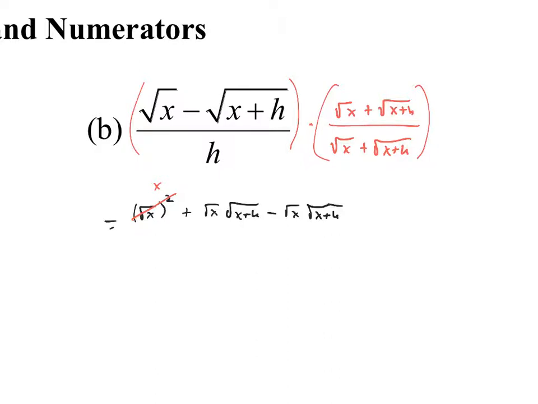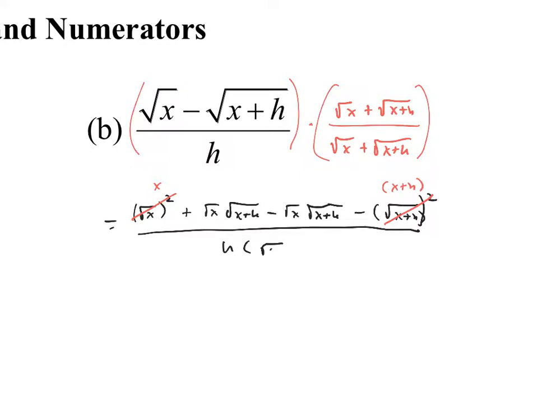And then the last one, be really careful with this, I would have minus the square root of x plus h quantity squared. And we got to be really, really careful with this, because when we do the square root of x plus h squared, that's really just x plus h. But again, be very, very careful. Make sure you use parentheses there. We are going to have to distribute the negative on that one. So on bottom, leave it in factored form. So this is x times the square root of x plus the square root of x plus h.